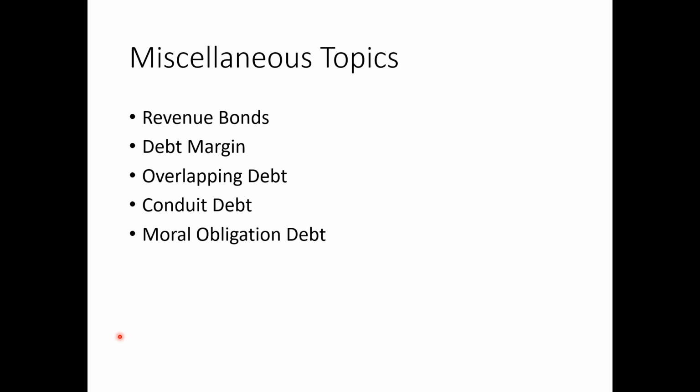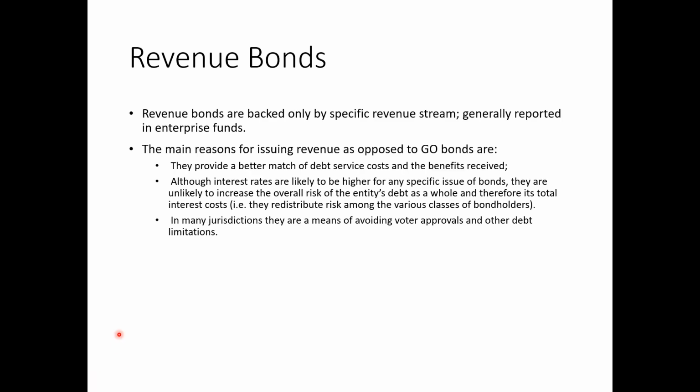Other topics. Revenue bonds. Revenue bonds are backed only by specific revenue streams. Generally, they are reported in and used by enterprise funds. But the main reason for issuing revenue bonds as opposed to general government bonds, what's the benefit? They provide a better match of debt service cost and the benefits received.